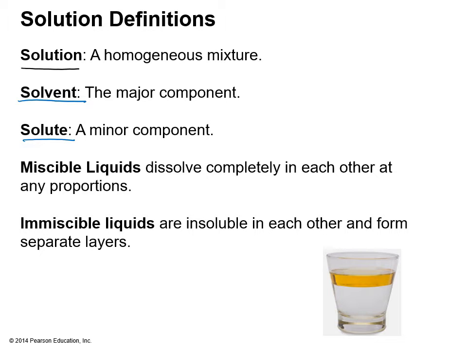If we have miscible liquids, that means that they dissolve completely in each other in any proportion. It sounds kind of like saying mixable. Immiscible means that the liquids are insoluble in each other and they form separate layers. For example, this could be oil floating on top of water, and we know that those two layers will not mix.